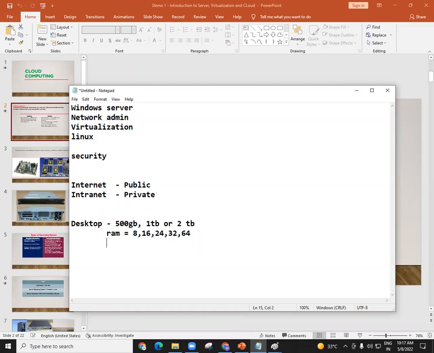And processors, that is CPU. Which processors do we have? We have i3, i5, i7, now as well as i9. So these are some of the processors we have in our desktop or laptop. So anyhow, take any desktop machine or take any laptop. These are the major components we need to take.